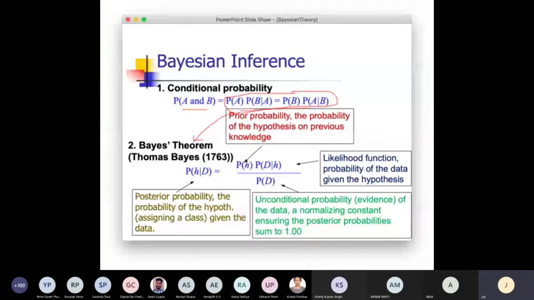And finally, the left-hand side term, which is also very relevant and whose technical term you should understand, we call the posterior probability.